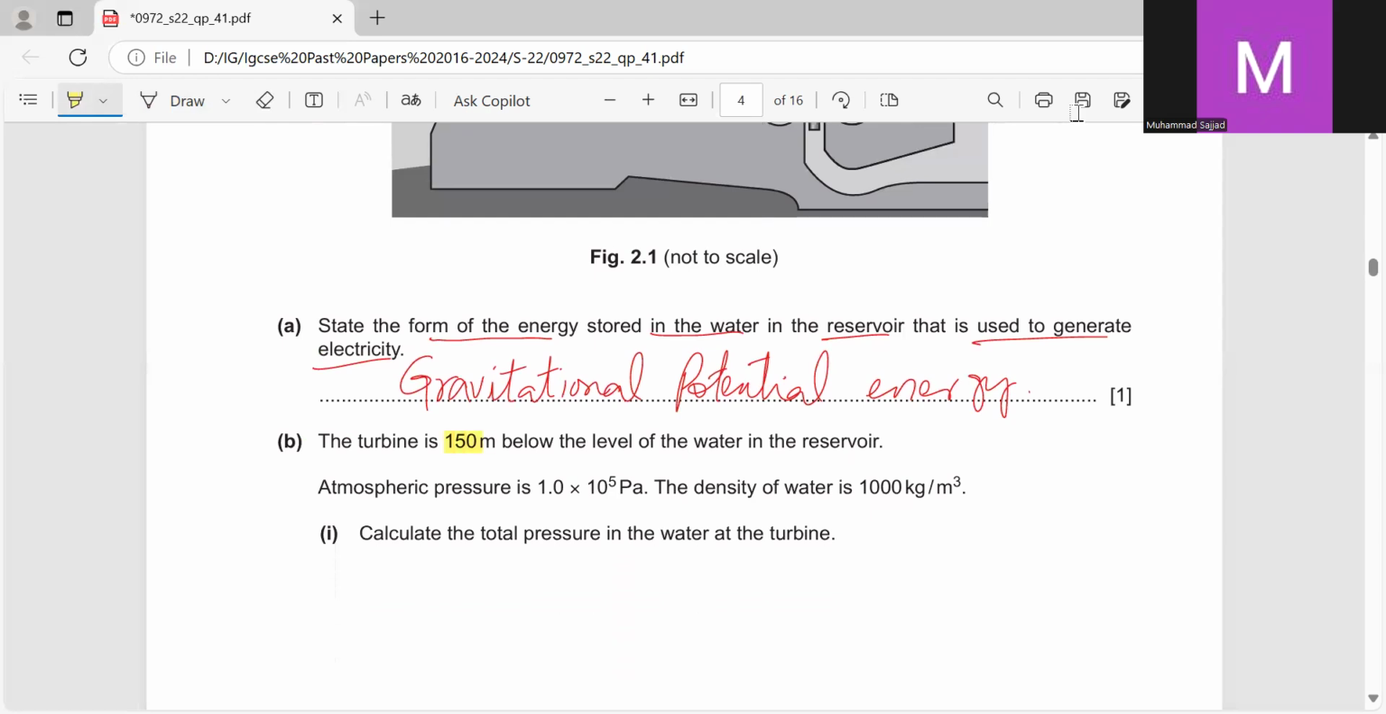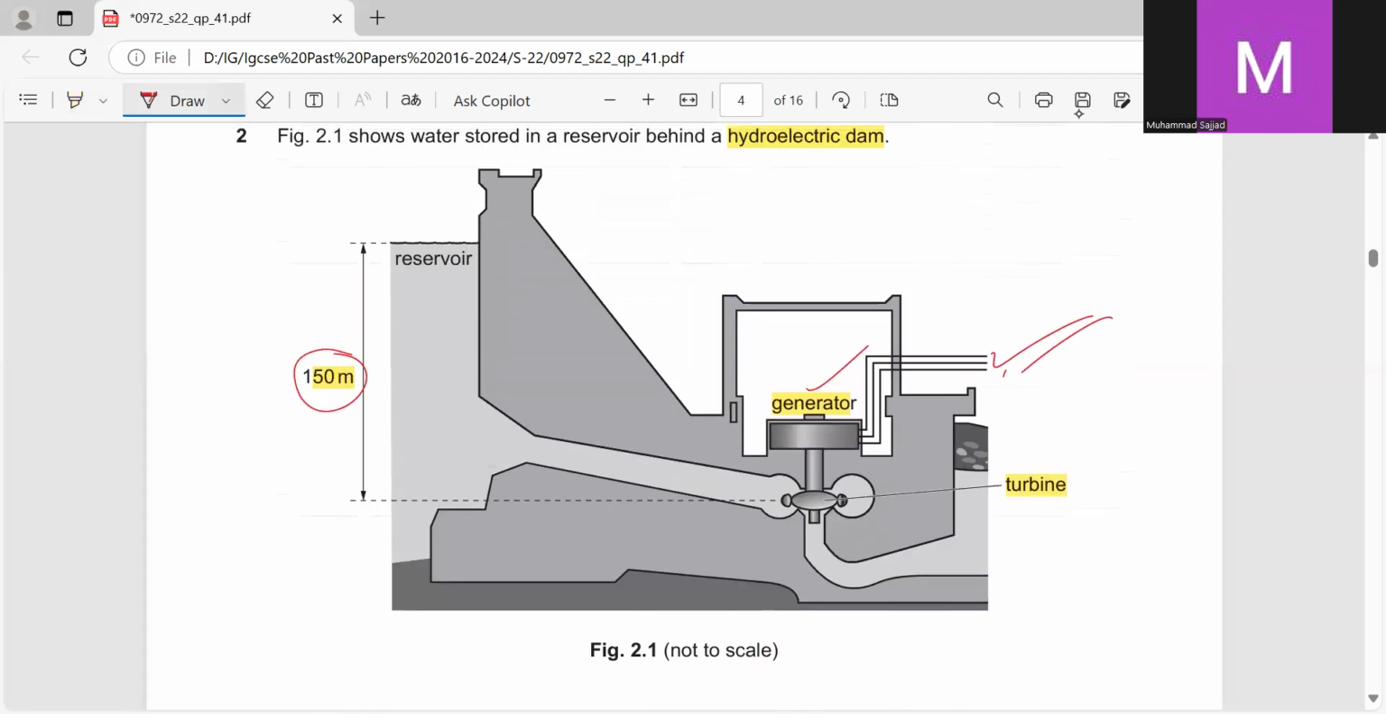Now, next part. The turbine is 150 meters below the level of the water. Atmospheric pressure is this. The density of water is 1000 kilogram per meter cube. So it means this is the density of fresh water. Calculate the total pressure in water at the turbine. So total pressure, very important. When we are talking about total pressure, it means the pressure of the water plus the pressure of the atmosphere, because the air is also exerting pressure on the water.